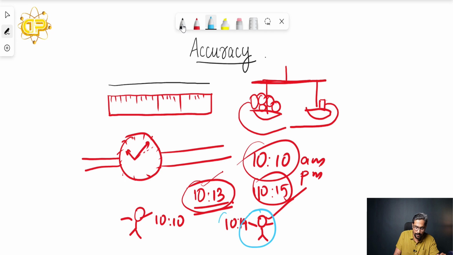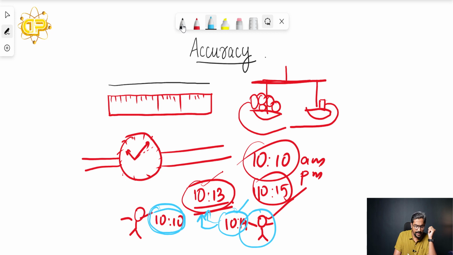He is more accurate. Why? Because this 10:14 is almost near to 10:13, which is the actual time. But this 10:10 is also right, but still there is a small difference. That is, 10:14 is much closer to 10:13 than 10:10. So here comes the actual meaning of accuracy: how close you are to the true value. This is what accuracy states.